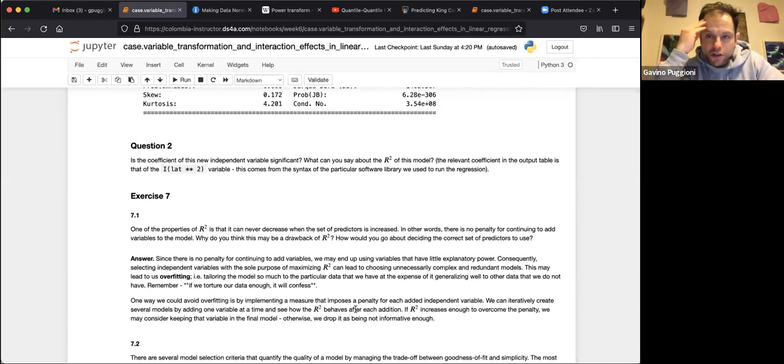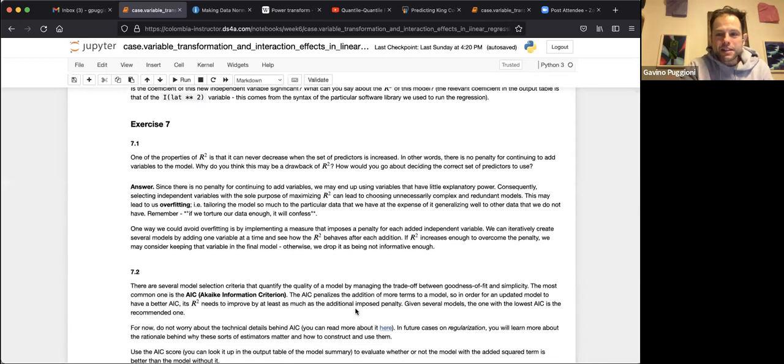And one way to address this issue is to have a penalty for the inclusion of each additional variable. That is, we know that the fit is going to improve if I add a variable. However, is it improving enough? So the inclusion of a variable should come with a cost that is justified. It should be worth it to include a variable. And this is what the so-called model selection criteria provide.